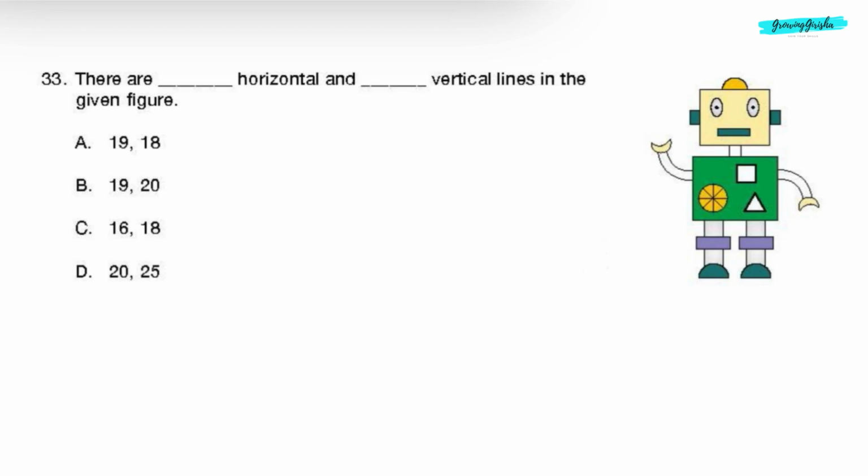Question 33. There are dash horizontal and dash vertical lines in the given figure. First we'll count all the horizontal lines. Horizontal lines are sleeping lines. 1, 2, 3, 4, 5, 6, 7, 8, 9, 10, 11, 12, 13, 14, 15, 16, 17, 18, 19, 20. There are 20 horizontal lines. Option D shows 20 horizontal lines and 25 vertical lines. We can say that option D is the correct answer since other options do not show 20 horizontal lines.